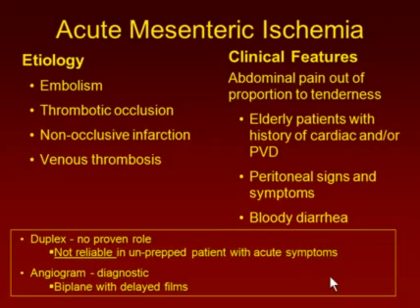The clinical features associated with acute mesenteric ischemia is severe abdominal pain out of proportion. They're usually elderly with a history of comorbid cardiac and peripheral vascular diseases. They may have peritoneal signs and symptoms and bloody diarrhea.